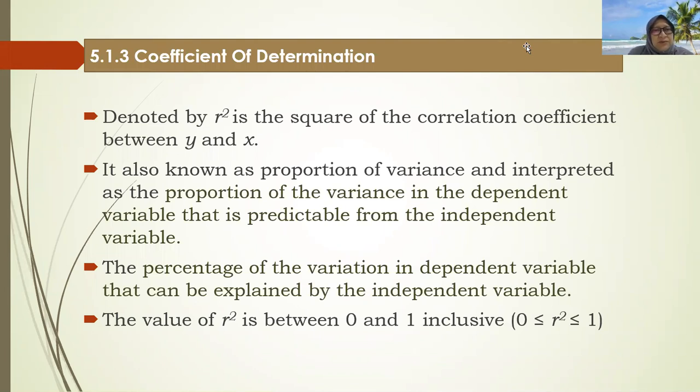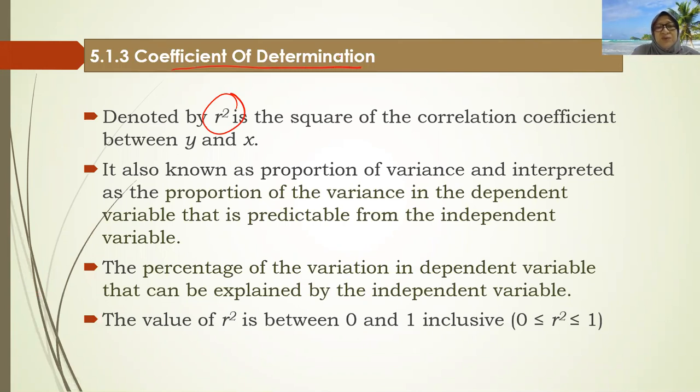Okay, so here we continue with coefficient of determination. Before this we discussed the correlation coefficient. So the coefficient of determination is simply R squared. We square the value of the correlation coefficient, then we get the coefficient of determination.